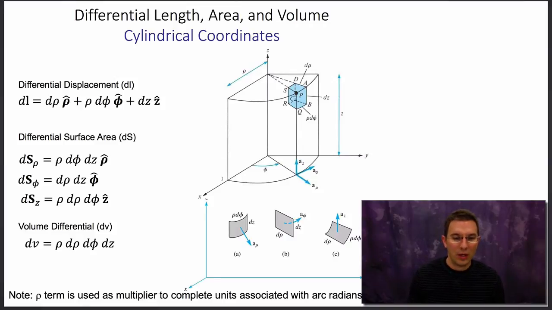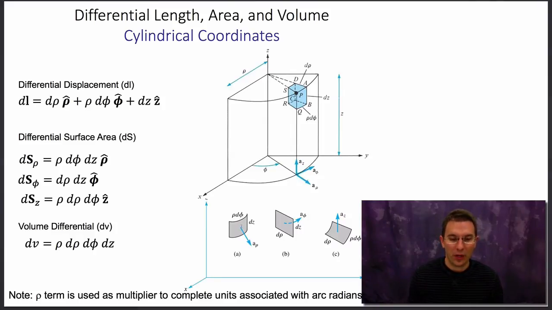And ditto here, just like we have a little different form for dl, we also have a different form for the surface area vector ds. This picture here corresponds to ds rho. You can see that it's pointing along the rho direction. This little slice here points along the phi direction, and this vector points along the z direction.